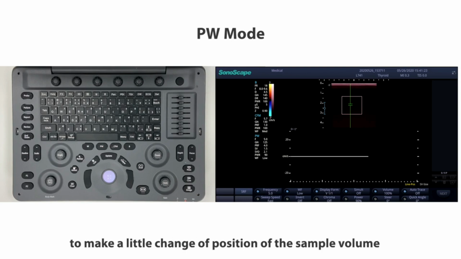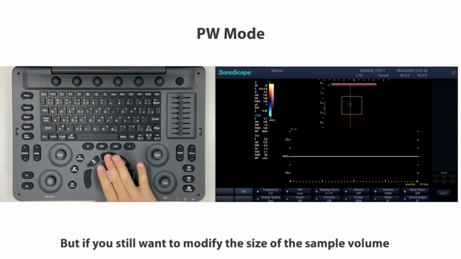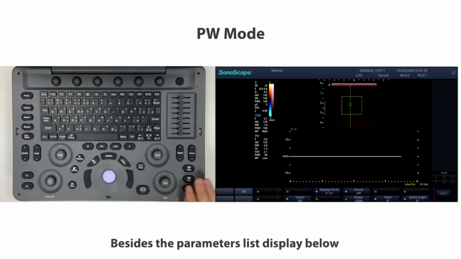You could still move your trackball to make a little change of position of the sample volume. PW scanning will follow the changes. But if you still want to modify the size of the sample volume, press update again to go back to the active state.